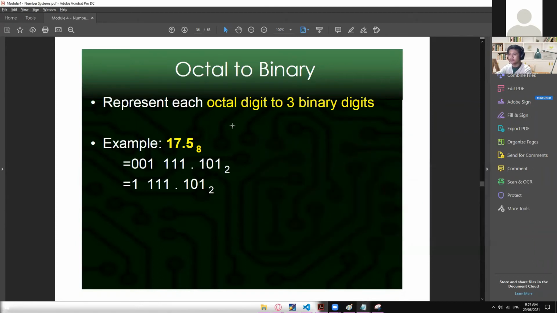Okay, so again, that's the reason why we have to group this one every 3 bits only. So 3 bits, 3 bits, 3 bits, and then 3 bits. So 5 is 101, 7 is 111, and then 1 is 001. Then again, you can remove this leading zero to have a shorter answer. And then don't forget the base 2, an indicator that I have already converted this octal into binary. So did you guys get this one so far? Octal to binary?